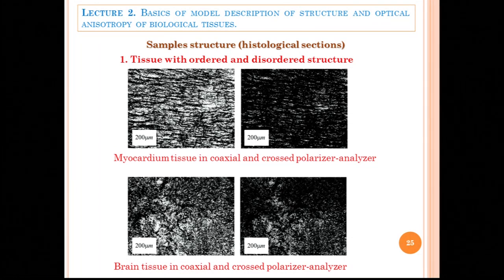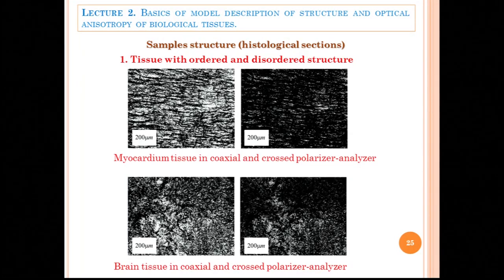So, these are microscopic images in a polarization microscope of different types of tissue. You can see, for example, tissue with ordered and disordered structure. Here, you can see this order, yeah? It's a myocardium tissue in coaxial and crossed polarizer and analyzer. In crossed polarizer and analyzer, here we can see optical activity. Light is changed, its polarization is changed, and it comes through the analyzer.